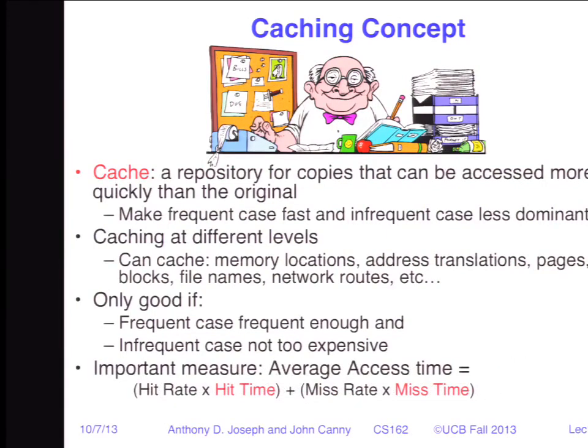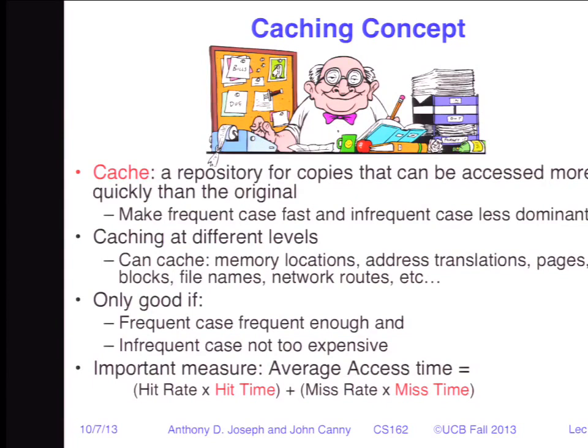Now, an important measure for a cache, for a memory hierarchy or for any system involving caching, is what's the average access time. The average access time has two components. The first component is the hit rate times the hit time. So that's when you find it in the cache, what's the time to access it in the cache, plus the miss rate, so when you don't find it in the cache, what fraction of time, times the cost when you have to fetch the original.